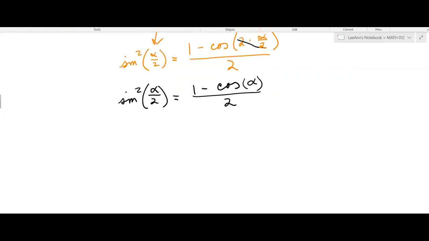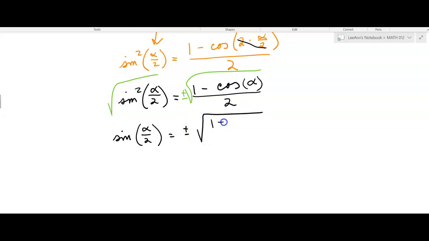Now, I have a sine squared on the left. So what I'm going to do is take the square root of both sides. We've done that before. We'll just put in the plus or minus. So I get sine alpha over 2 equals plus or minus the square root of 1 minus cosine alpha over 2. Now, they leave it in terms of alpha. A lot of times you'll see it in terms of theta, but that's okay.